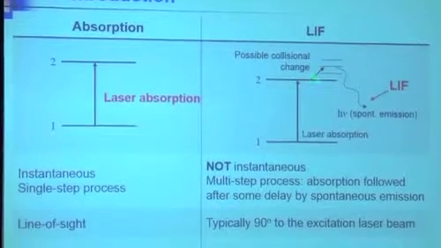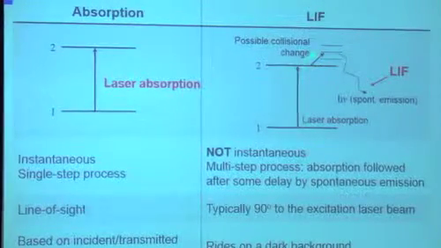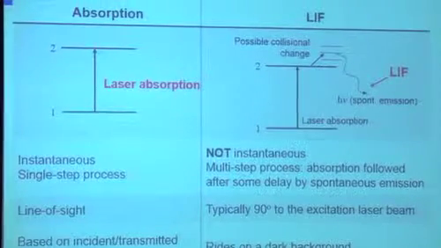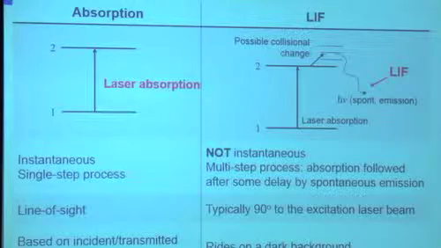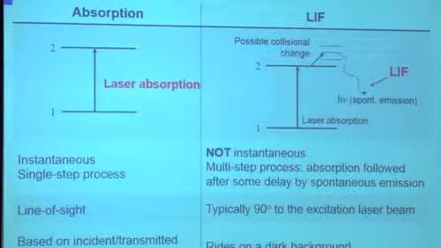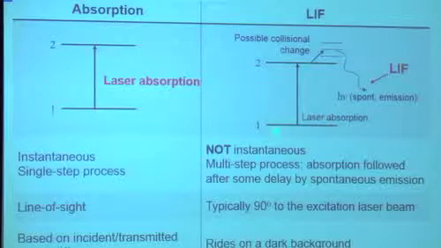It could emit from this state back to here, or maybe even to another state, but it might also, especially if it's a molecule, have a collision and go to a different rotational state before it emits, if it's going to emit. What does that mean? That means that the wavelength is likely to be different than the wavelength here.